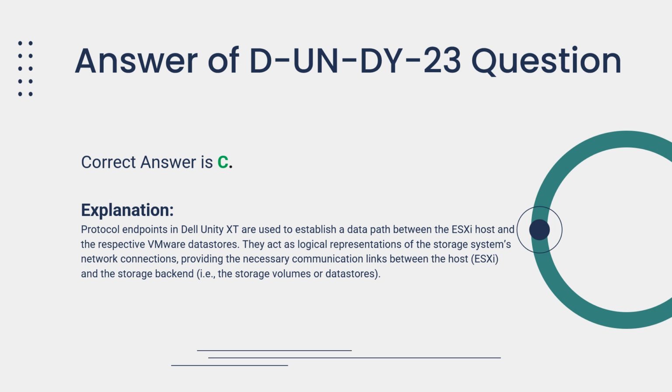Explanation. Protocol endpoints in Dell Unity XT are used to establish a data path between the ESXi host and the respective VMware data stores. They act as logical representations of the storage system's network connections, providing the necessary communication links between the host, ESXi, and the storage backend, i.e., the storage volumes or data stores.